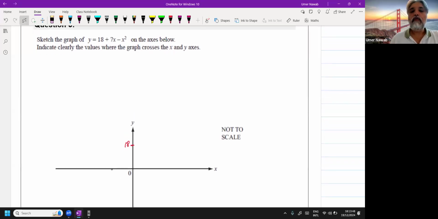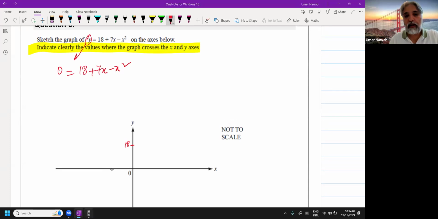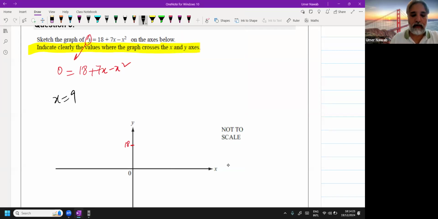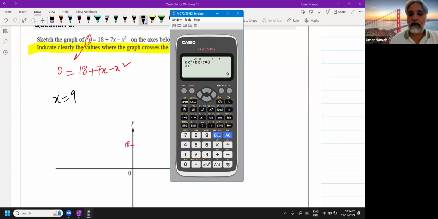I want to know where it cuts the x-axis. So my friends, take out the calculators, because when you want to check where it cuts the x-axis, you have to put y equals 0. The moment you put y equals 0, this will turn into a quadratic equation and you have a calculator allowed. So take out the calculator. What is the coefficient of x squared? It's -1. Enter. The coefficient of x is 7. Enter. The constant is 18. Enter. What's the first value? 9. So my first value is 9. And second value, may I get it?